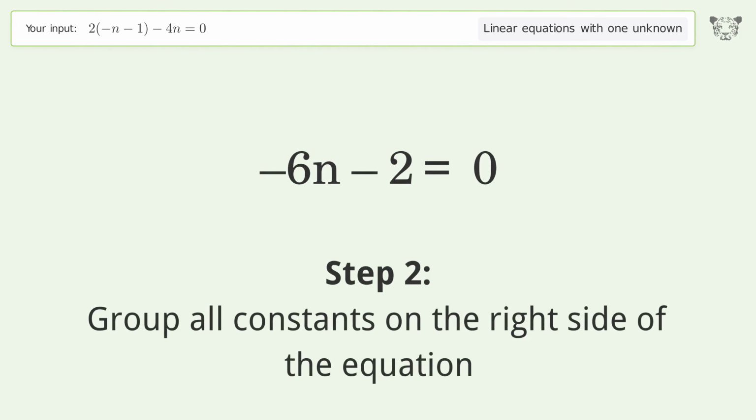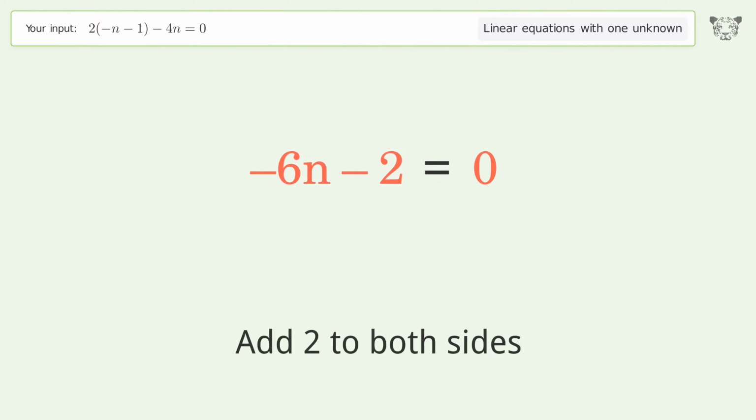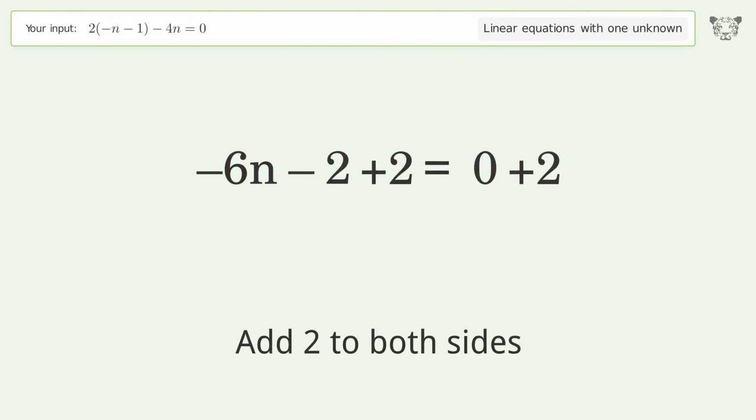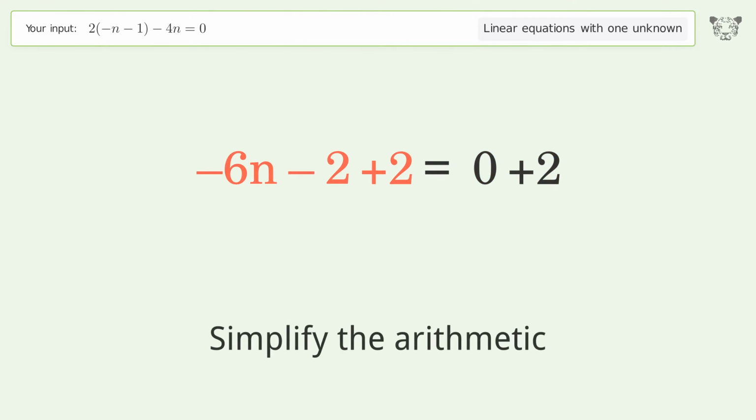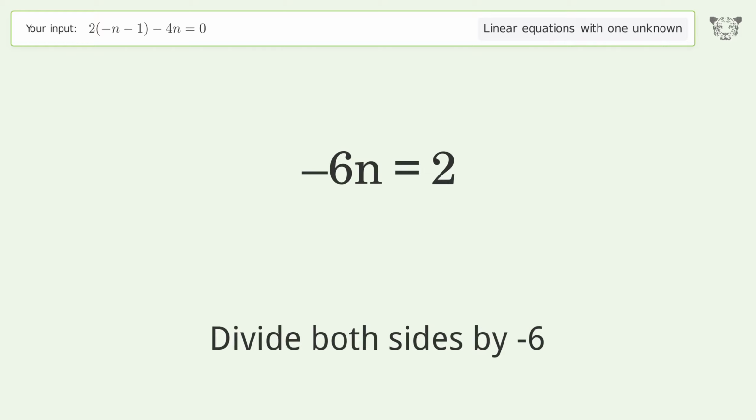Group all constants on the right side of the equation. Add 2 to both sides. Simplify the arithmetic. Isolate the n. Divide both sides by -6.